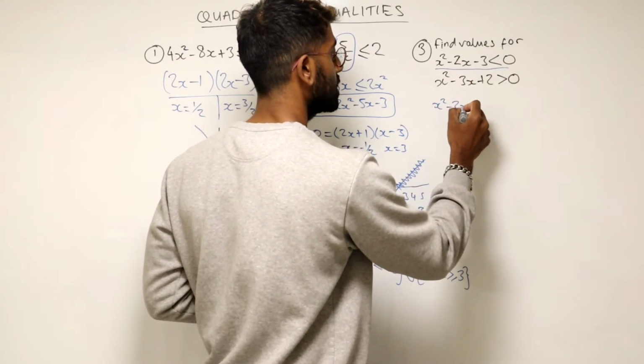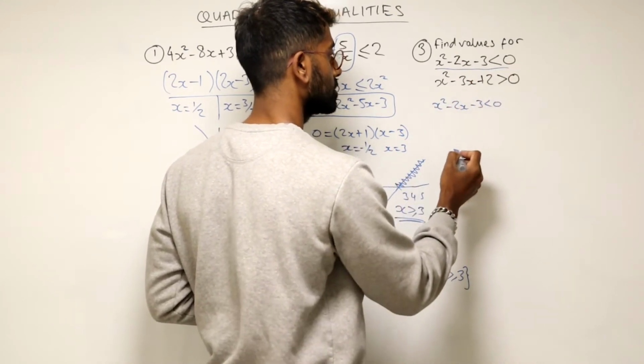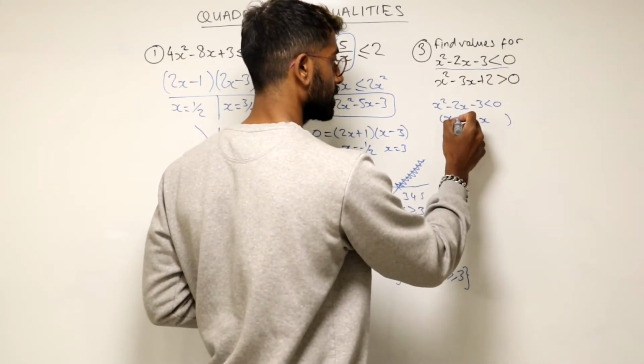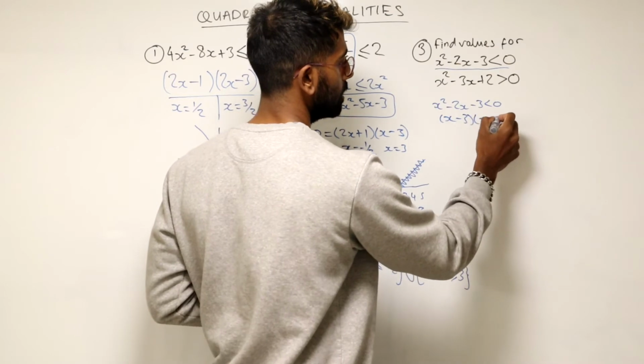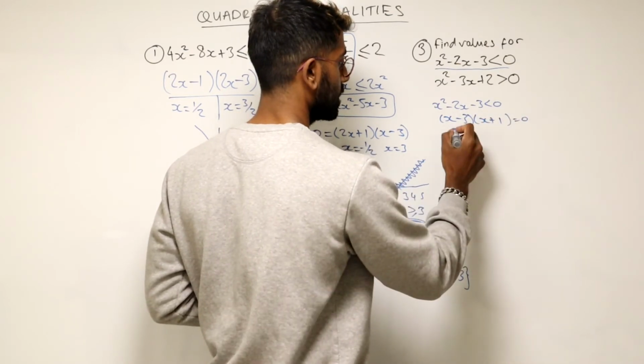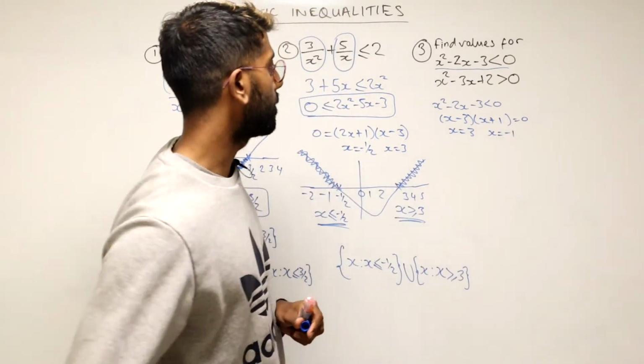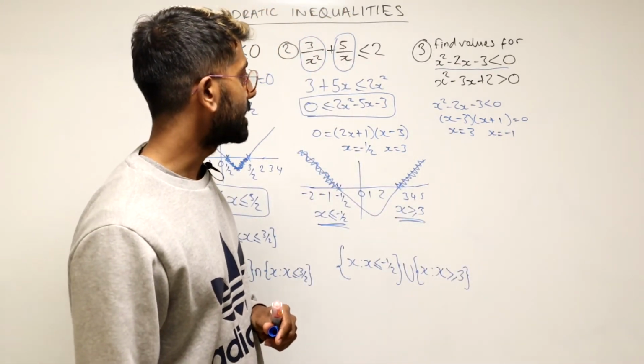So we've got x squared minus 2x minus 3 is less than 0. We'll factorize first to help us get the roots. So that's going to be (x minus 3)(x plus 1). And so x is equal to 3 and x is equal to minus 1. There we go. Now, what can we do with that?